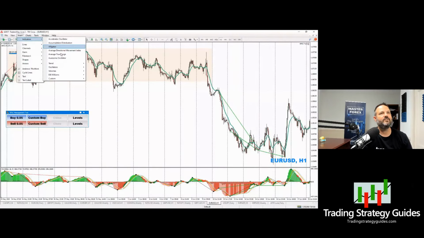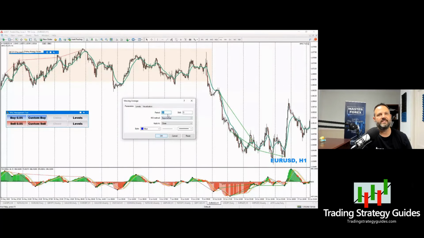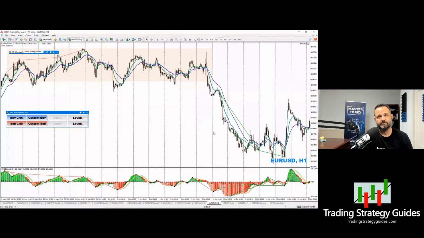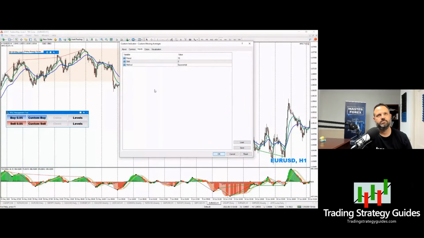Insert indicators, trend, moving average. We're going to go with the 26 exponential. And then this green one would be the 12. So now it is the same. I just changed it right there.